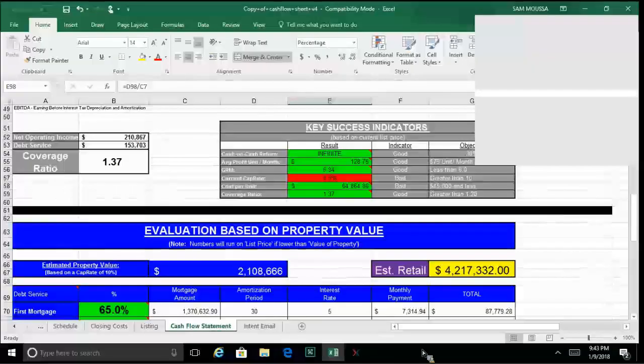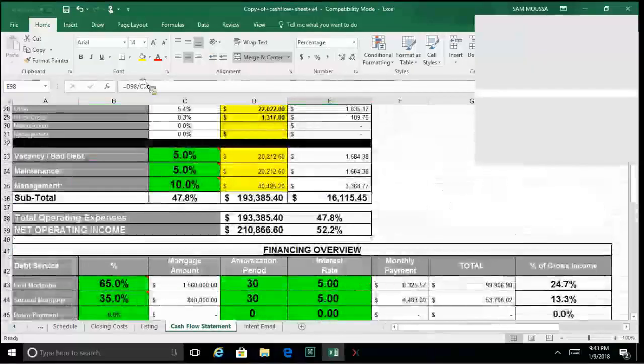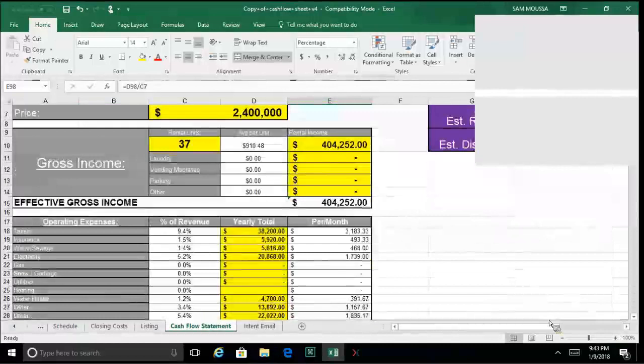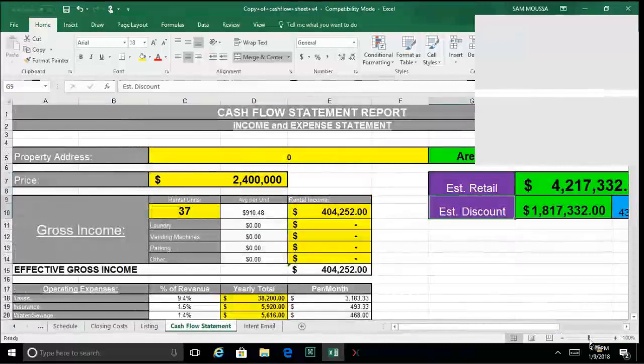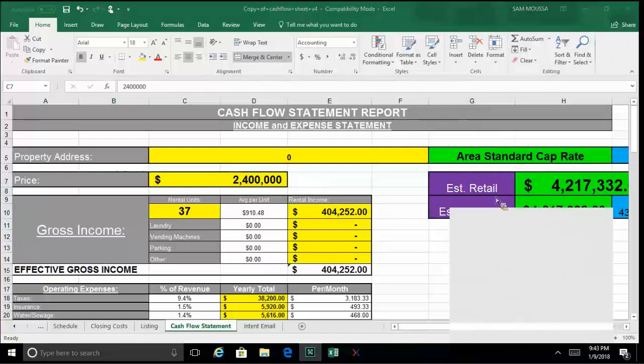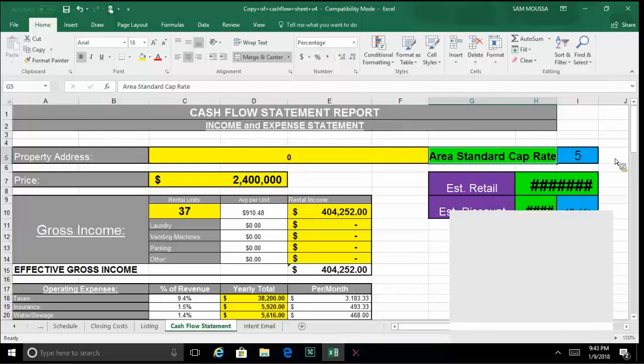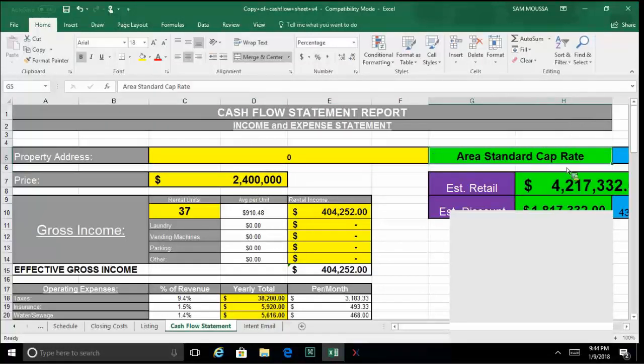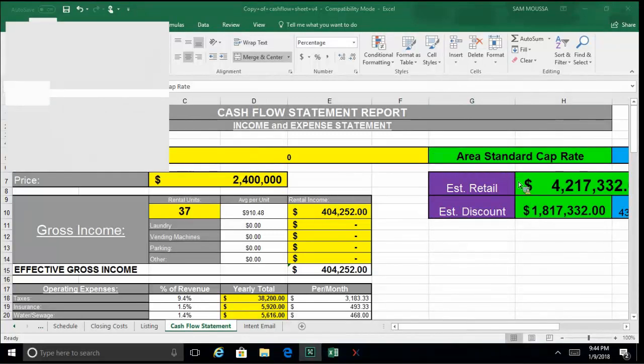That's good. So the new additions are going to be the estimated retail value and the estimated discount against the retail value. Even though we're getting the property for $2.4 million, the reason this number is this high is because of the cap rate on this property.